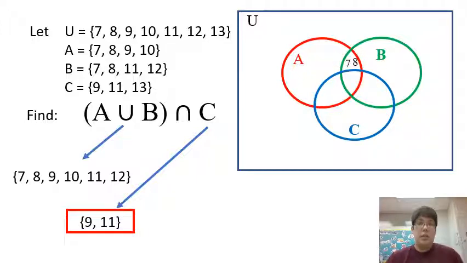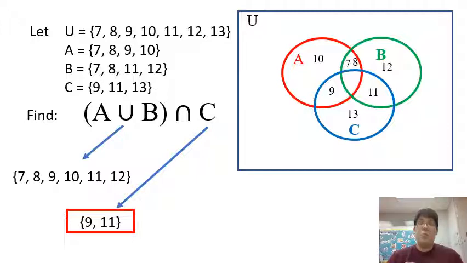All right, then we're going to look at 8. 8 is the same thing as 7, so it goes in that same little area. 9 is actually common to A and to C, so I need to put it in this section that is common to A and C. And then 10 is only going to be found in set A. 11 will be found in set B and C. 12 will only be in B, and 13 will only be in C.